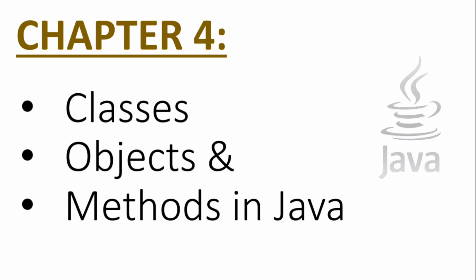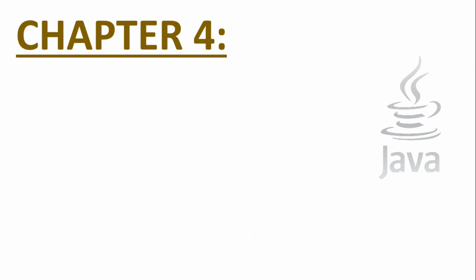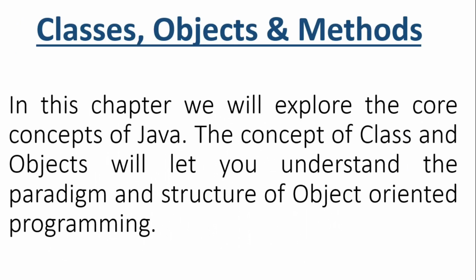In chapter number 4, we will see classes, objects and methods in Java. In this chapter, we will explore the core concepts of Java. The concept of class and objects will let you understand the paradigm and structure of object-oriented programming. Friends, this is the core concept of object-oriented programming. If you cannot understand this concept, you cannot work on any object-oriented programming. So you should clear your understanding regarding this concept of classes, objects, and methods.